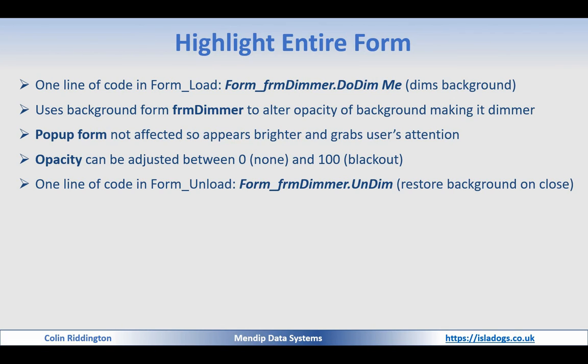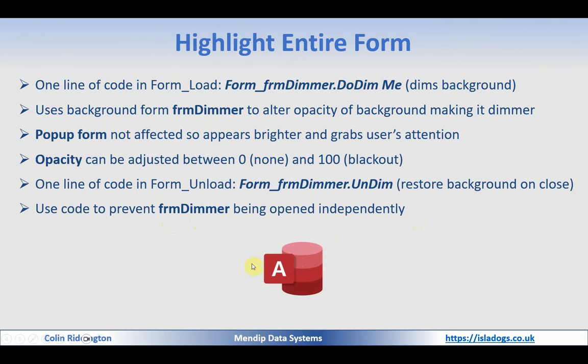When we unload the form, we want to reverse the effect, so therefore we tell the frmDimmer to undim, which means that the background is restored on close. Because of the effect of frmDimmer, we do not want users to open it by mistake on its own. So we use code to prevent frmDimmer being opened independently in order to avoid any unwanted side effects.